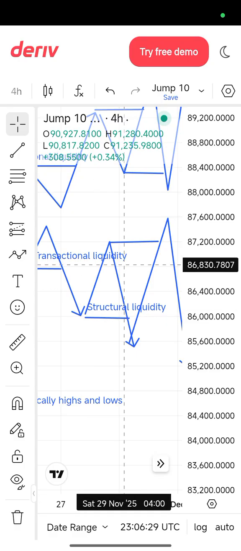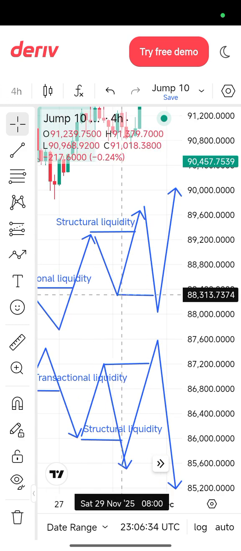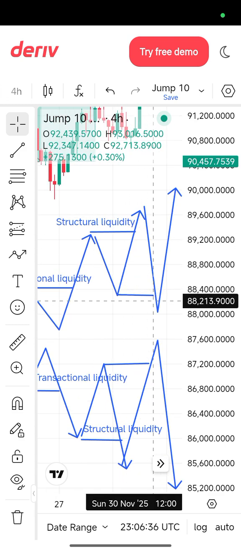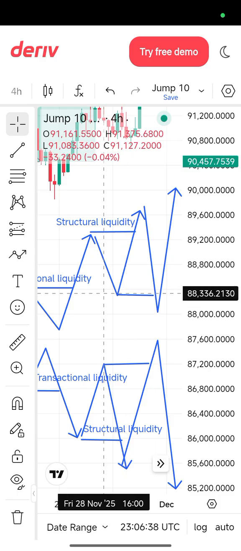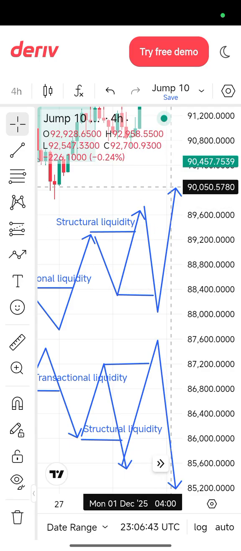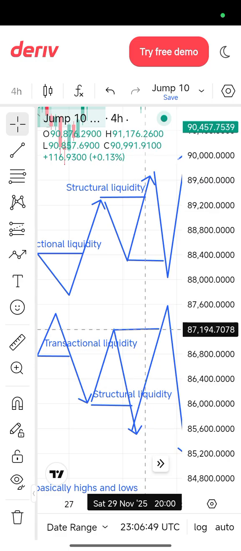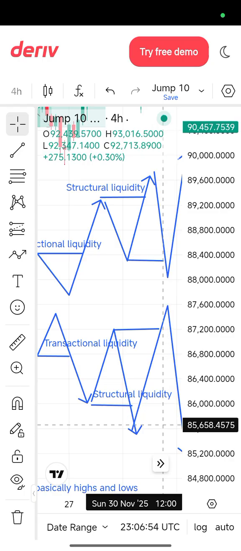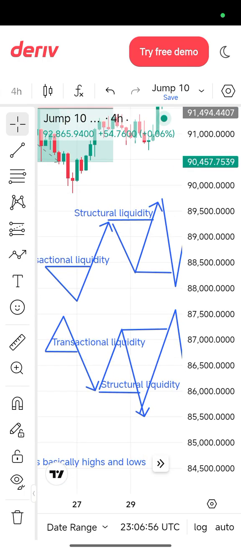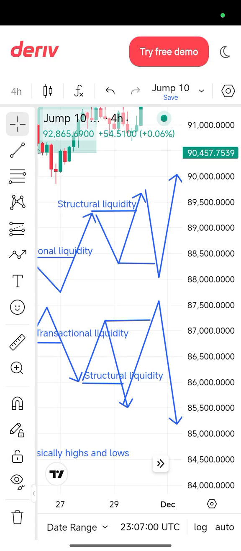So now you can see on the bullish structure, the inducement swept the structural liquidity, right? Then creating strength for a bullish movement. You can see here the inducement swept the structural liquidity, created momentum for a sell. So I hope you understood this very basic market structure. All right, thank you very much for watching.